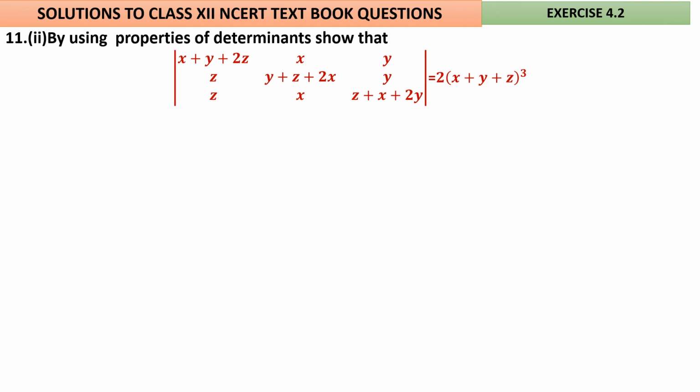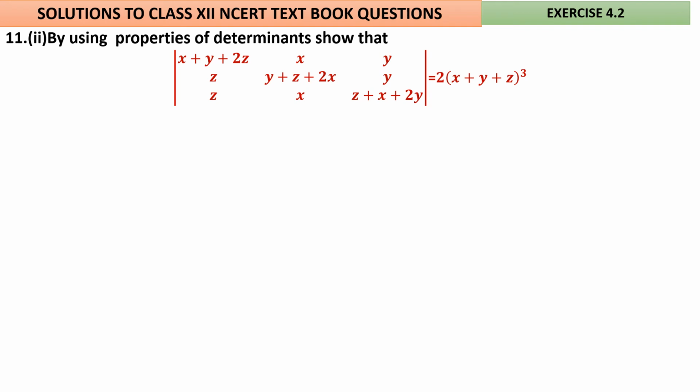Well, question number 11, subdivision 2. By using properties of determinants, show that the determinant is equal to 2 times (x plus y plus z) the whole cube. Here x plus y plus z should come out two times, and expanding, you will get x plus y plus z as the third one, and you will get the whole cube.